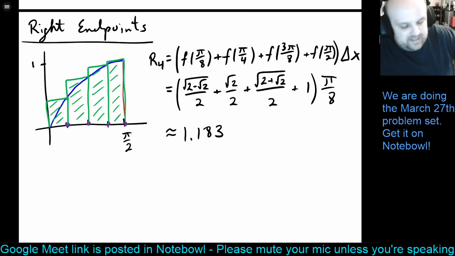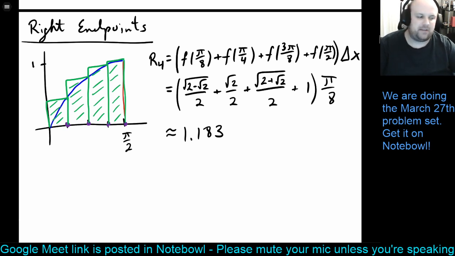So again, doing these things is not too bad once you understand what the procedure is. Obviously, if you start doing things with 8, 10, 12 rectangles, doing it by hand is going to get a bit more intense, just a lot more computation. But this is why we have Mathematica.